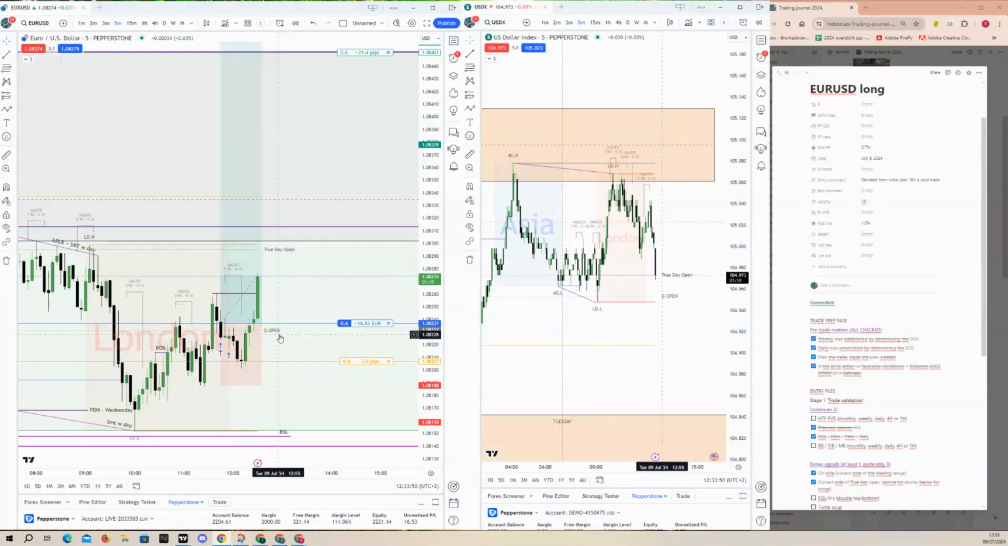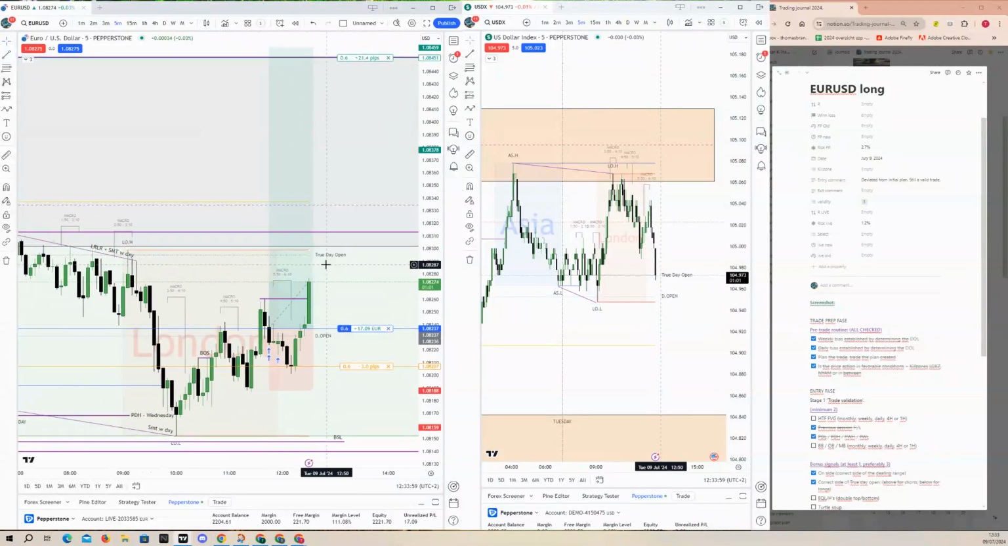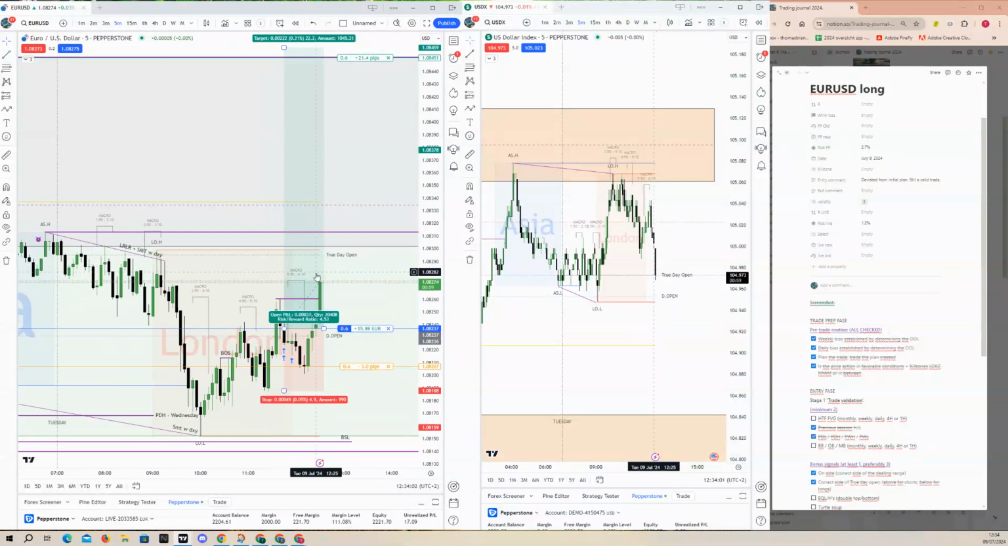All right, so back already. As you can see, we took out that intermediate term high. So it looks very good. This candle actually. So next up, probably gonna see a pullback here.